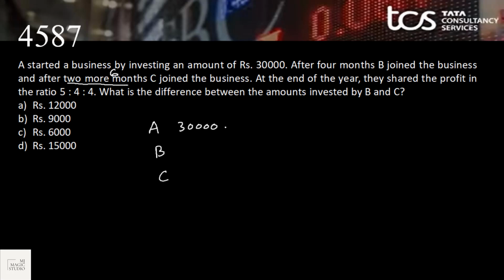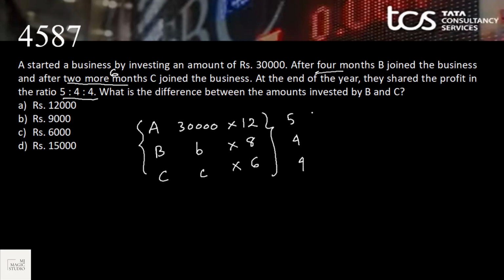At the end of the year, A's money was invested for 12 months. B joined after 4 months, so B's money is there for 8 months. And C's money is there in the business for 6 months. At the end of the year, they shared the profit in the ratio 5:4:4. Let it be A, B and C. What is the difference between amount invested by B and C?